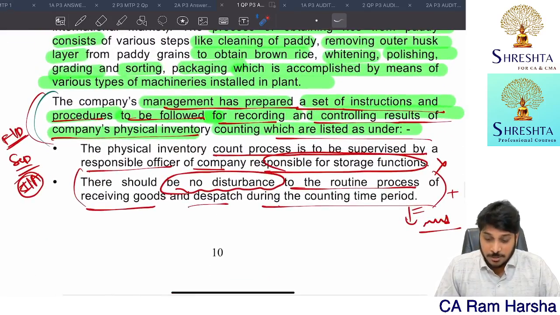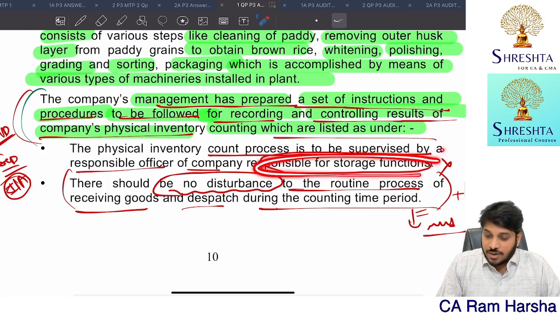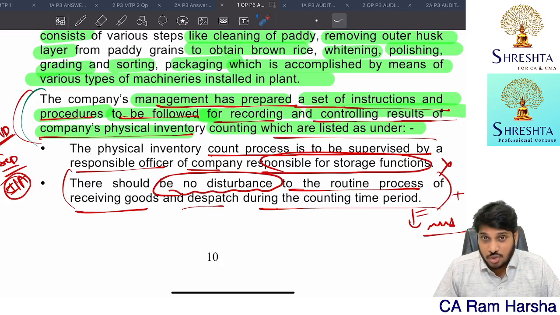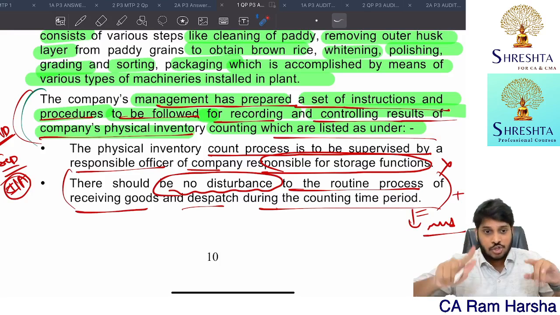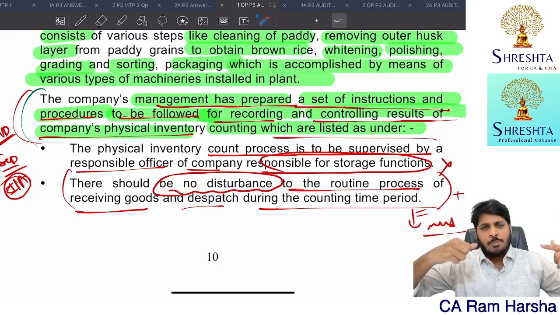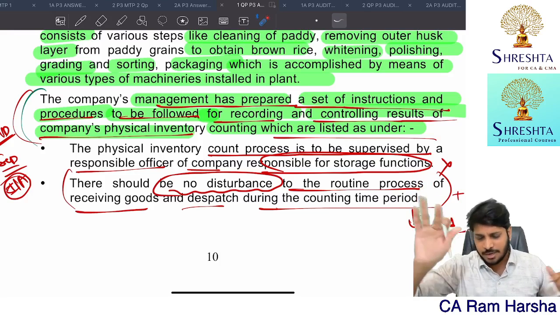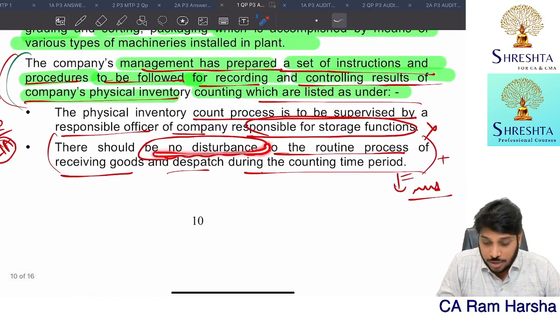One of the suggestions is about the storage function person. He should not be responsible. The person responsible for storage function should not be the person who is observing the physical count process. He should also be present, but some other department person who is not having any link with the storage functions should be kept for observing. Preferably finance people or internal auditor, somebody can come.